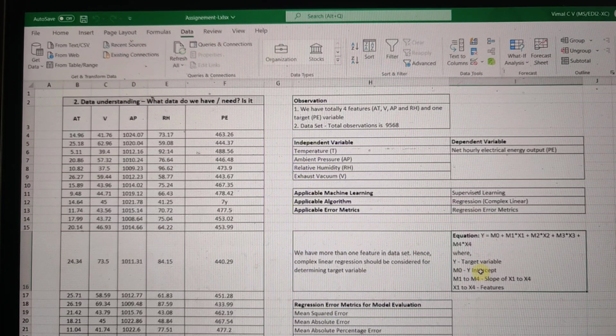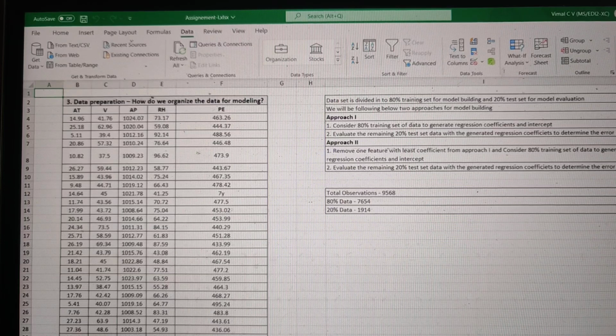For example, to find the predicted target variable, this is the formula. Y, so we have four input variables. The formula could be m0 plus m1 into x1 plus m2 into x2 plus m3 into x3 plus m4 into x4. So y is the target variable, where m0 is the y-intercept, and m1 to m4 are the slopes of x1 to x4, and x1 to x4 are nothing but the features.